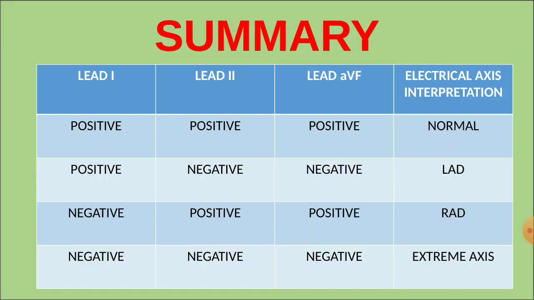In summary, if the QRS axis in lead 1 is positive and the QRS axis in lead 2 and aVF is positive, it is normal axis. If the QRS axis is positive in lead 1 and negative in lead 2 or aVF, it is left axis deviation. If the QRS axis is negative in lead 1 and positive in lead 2 or aVF, it is right axis deviation. If the QRS axis is negative in lead 1 and lead 2 or aVF, it is extreme axis deviation.